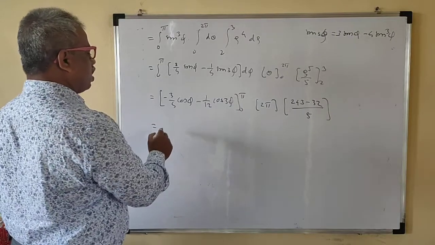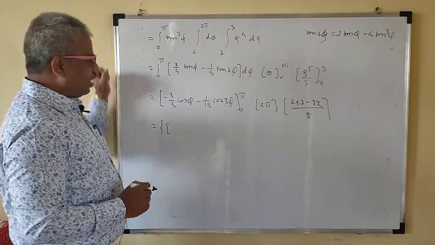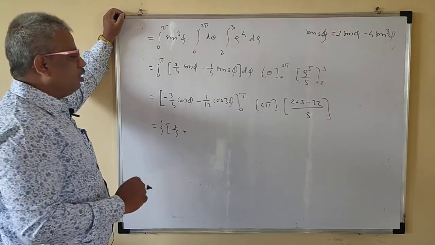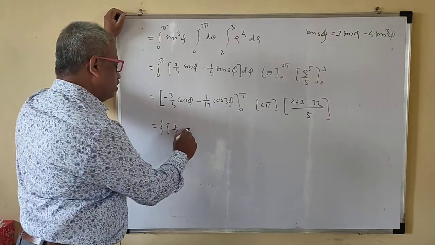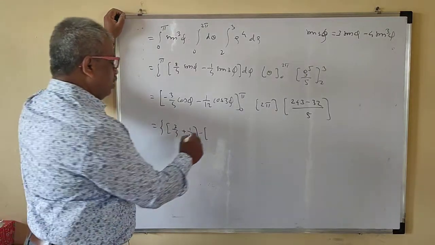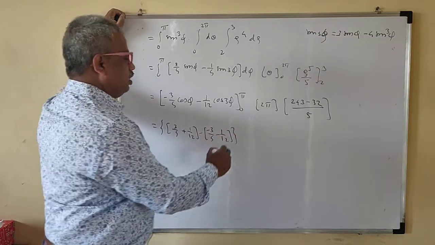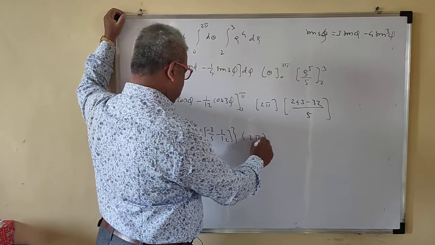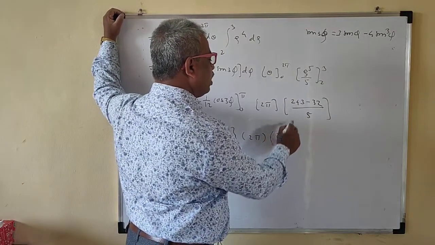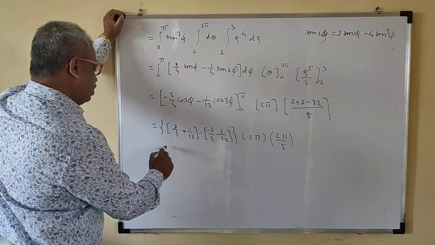So now here we'll write the value of the first phi. Cos pi is minus 1, so this is 3 by 4. Again, cos 3 pi is also minus 1, so this becomes plus 1 by 12. Minus, we put 0: cos 0 is 1, so this is minus 3 by 4 minus 1 by 12. Then this is 2 pi, and subtracting, we get 211 by 5. Okay, so now see this.